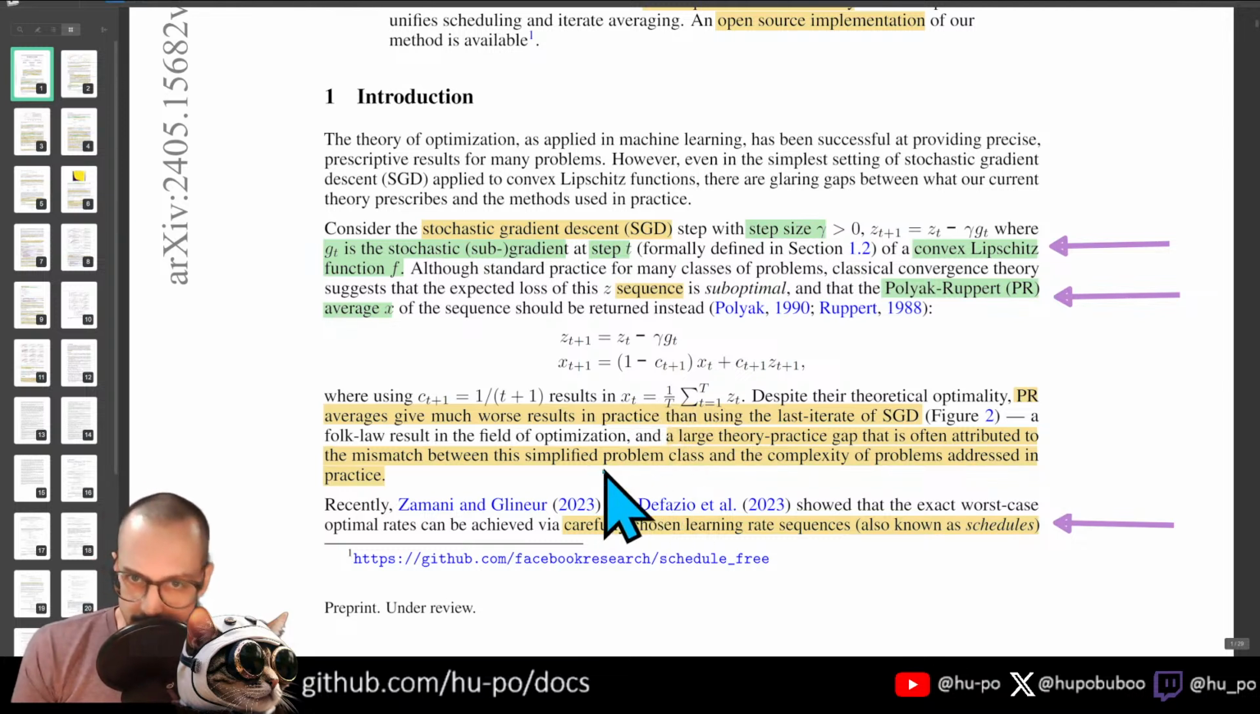Okay. PR averages, which is Polyak-Rupert averages, give much worse results in practice than using the last iterate of SGD. So a large theory-practice gap is often attributed to the mismatch between the simplified problem class and the complexity of problems addressed in practice.